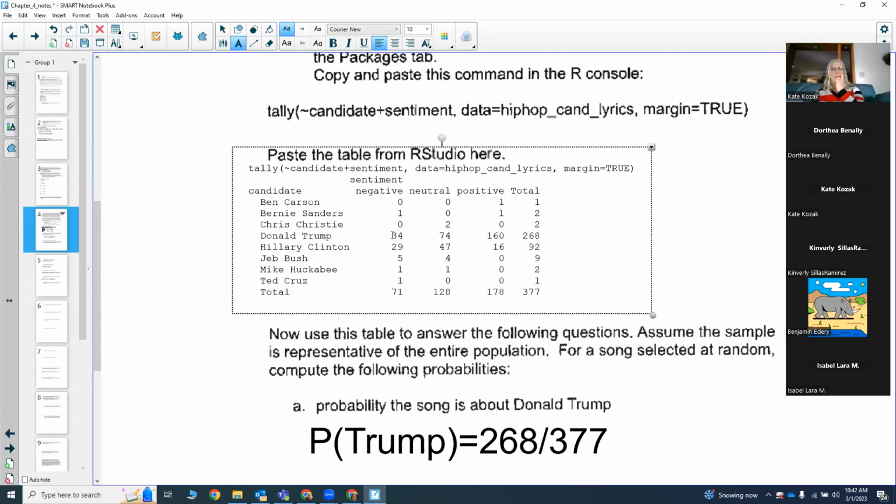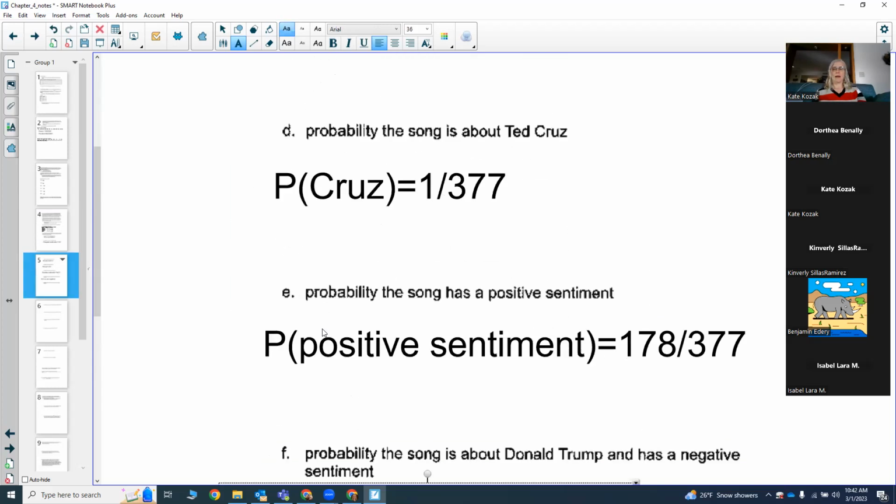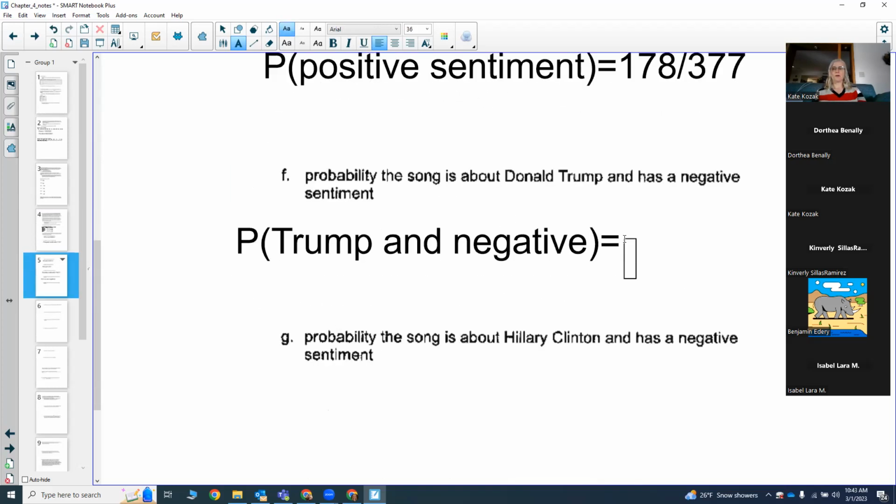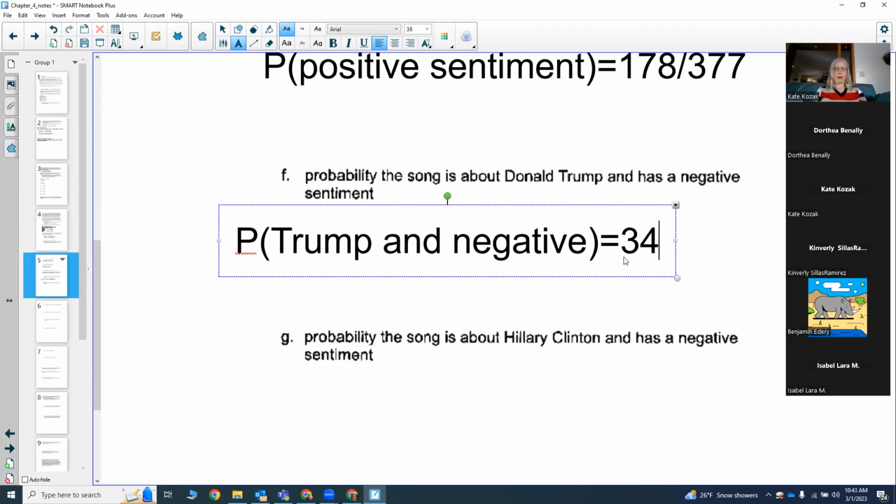$34 over 377. Yeah, so now it'd be the 34 over 377. By the way, does it look like Donald Trump had more negative things against him or more positive things for him? The rap songs, were they more positive or more negative? More positive. Okay. All right, so this one is 34 out of 377.